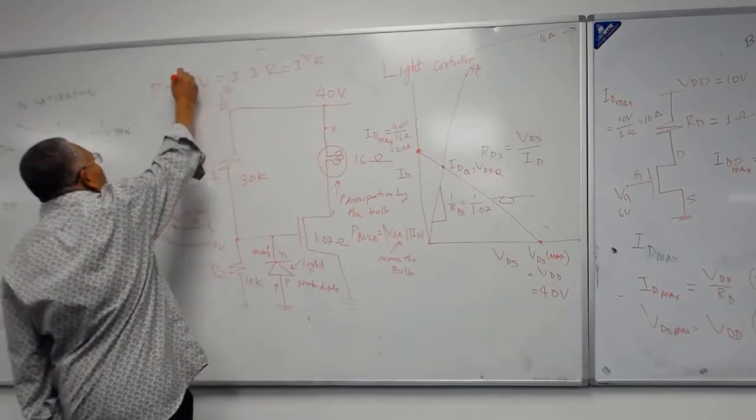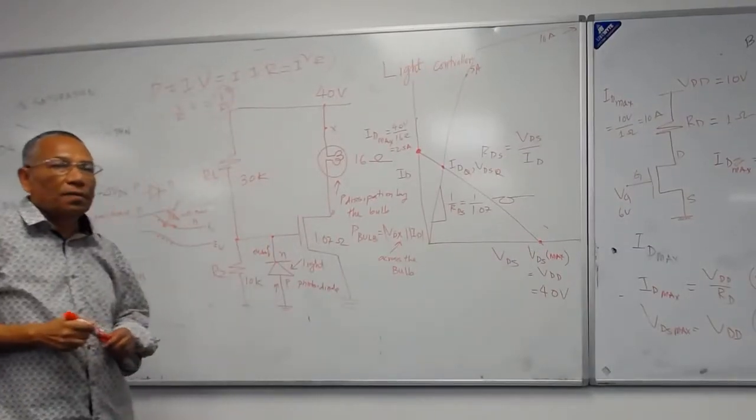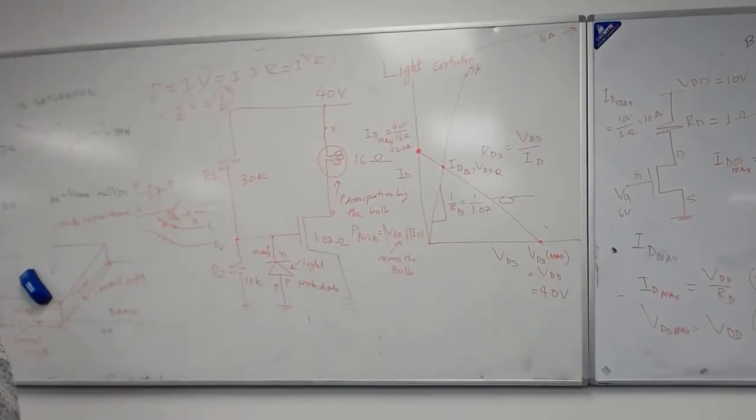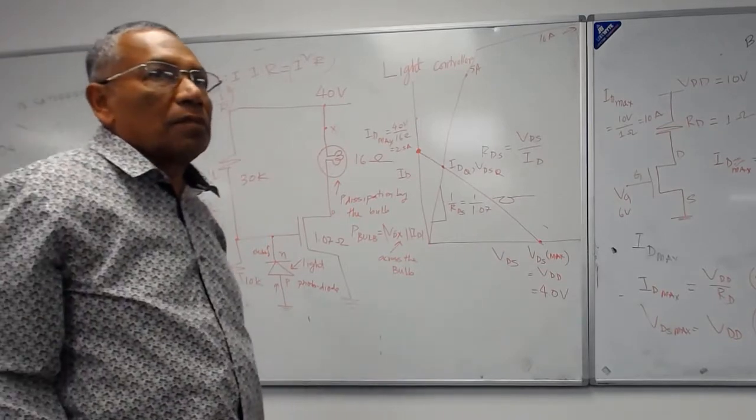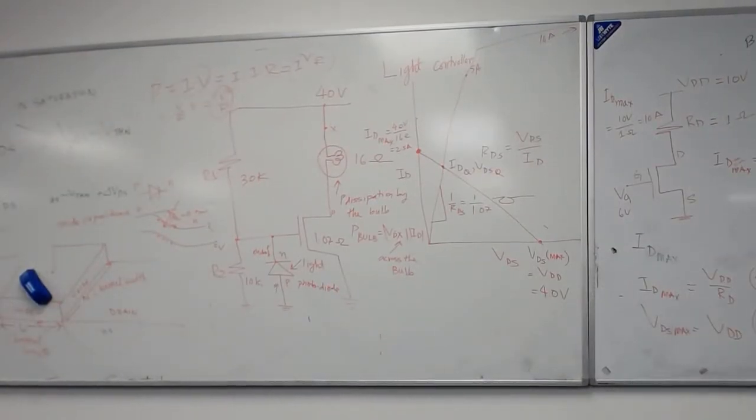So you can use this. I_D here equals 50 volts divided by 17.07. Ah, there we go.